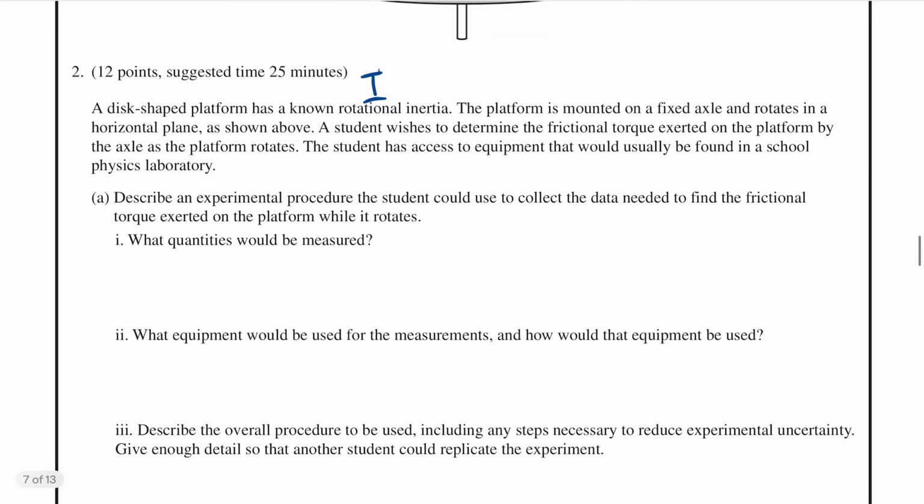Part A says, describe an experimental procedure. Okay, you'll know it's the experimental design problem because it'll always tell you to describe or to create an experiment in some way or another. The student could use to collect the data needed to find the frictional torque exerted on the platform while it rotates. AI says what quantities would be measured.